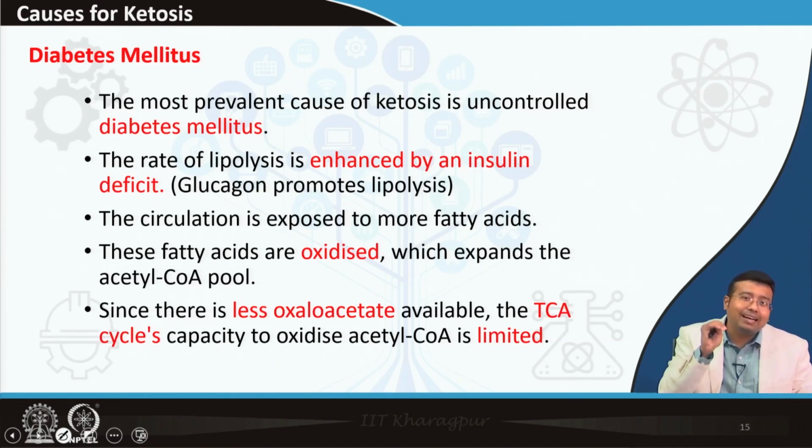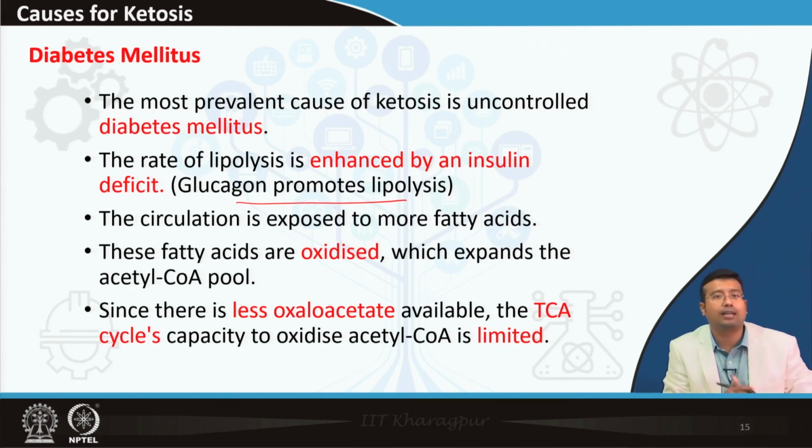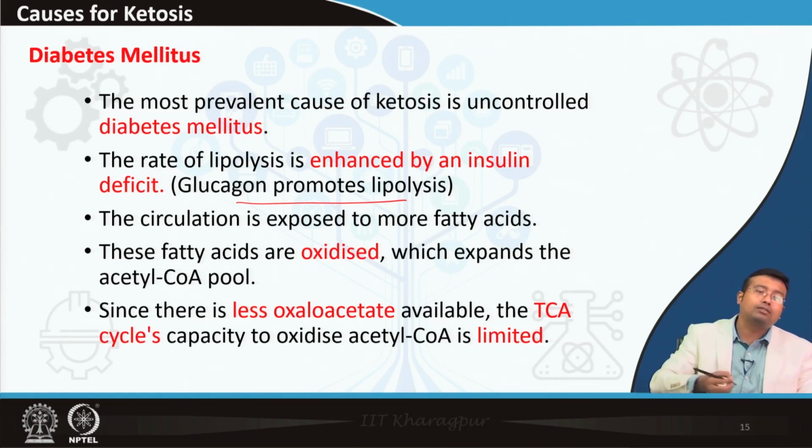Whenever there is less insulin or absent insulin, glucagon takes over and promotes lipolysis, the breakdown of fatty acid, because we are dealing with a scenario where we need more and more glucose. Whatever energy sources are there, we need to break them down. So there is already an excess production of acetyl CoA and excess breakdown of fatty acid, but again the TCA cycle is hampered. Why is the TCA cycle hampered? Because oxaloacetate is shunted towards production of glucose.